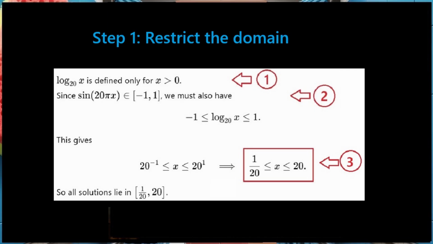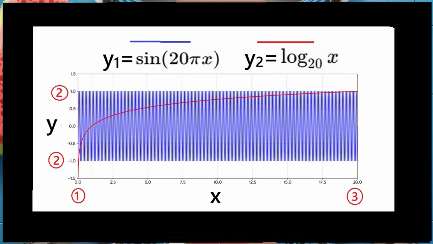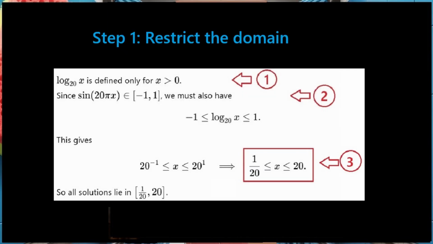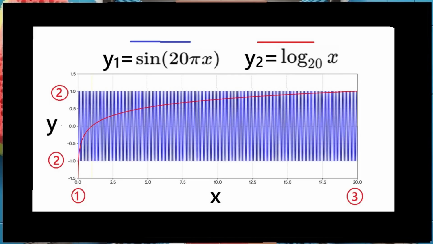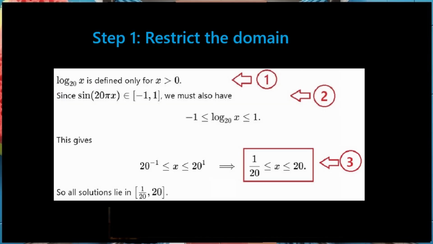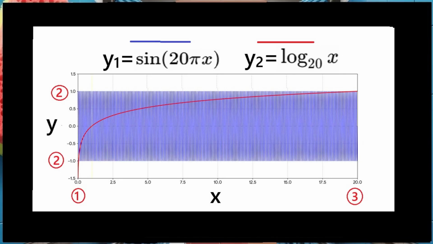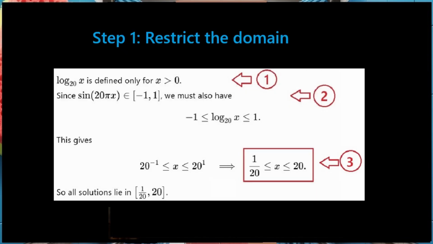First, the argument x in the logarithm must be positive, which already restricts the domain. Next, the sine function can only take values between -1 and +1. Applying this restriction to the logarithm, we find that x must lie between 0.05 and 20 including both endpoints. So, all solutions to this equation must lie in the interval 0.05 to 20 inclusive.